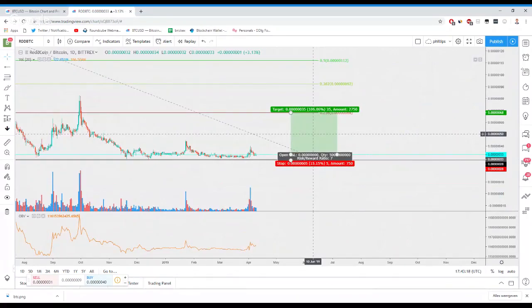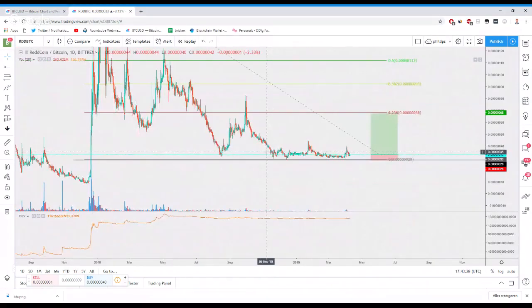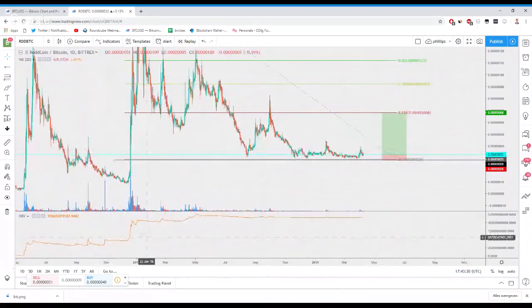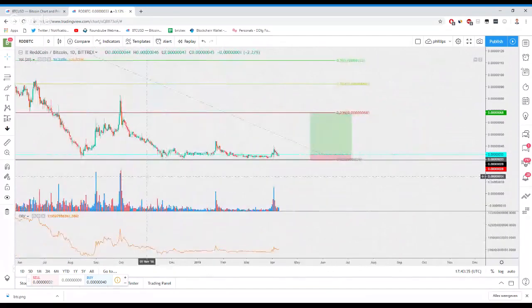You don't often get a position with a risk reward ratio of 7, which means that you can make $7 for every buck that you stand to lose if things go south. However, if this support gives way, it remains to be seen if in that case you want to hold or sell.